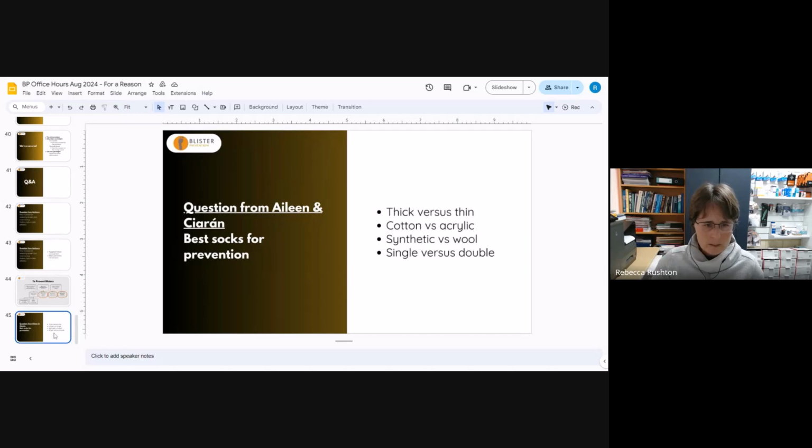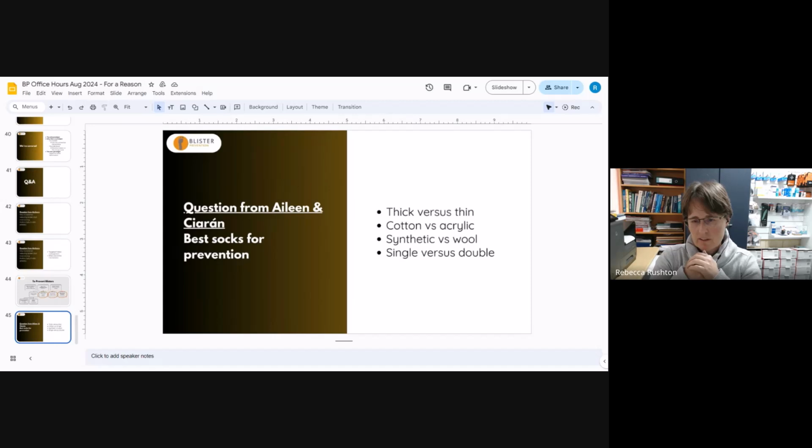And Aileen and Kieran asked, what are the best socks for prevention? I get asked this just about every episode of Office Hours. We don't, or we know a little bit, but we can't really say for sure. So we know, thanks to the Herring and Ritchie studies, that thick is better than thin.